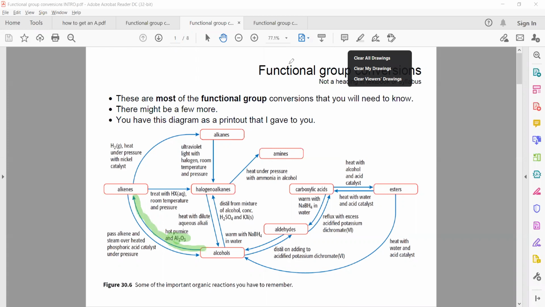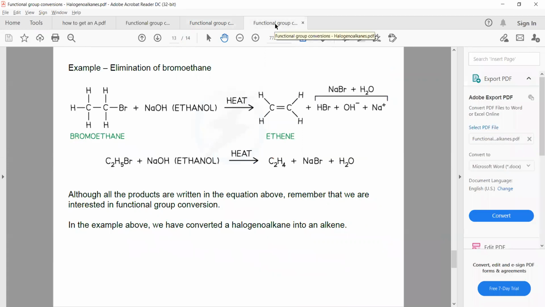Cool. If there's no more questions, then we can move on to the carbonyls. We can move on to the aldehydes and the ketones. Good. Cool. Then we'll go on to carbonyls.